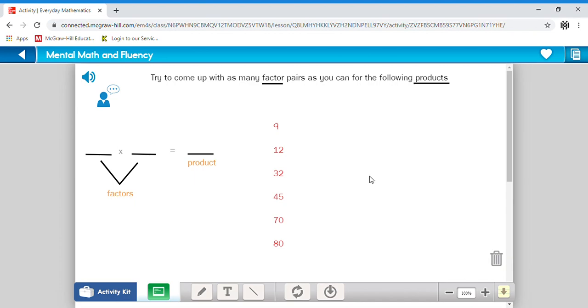On a separate piece of paper or in your mind, you can come up with different ways that you would multiply to get these products. So pause the video and take a minute or a few to go through the different factors that you can multiply to come up with these products.